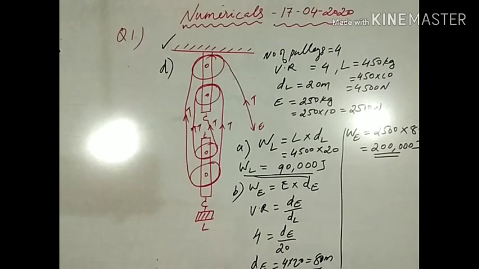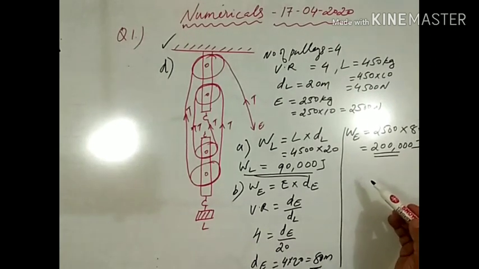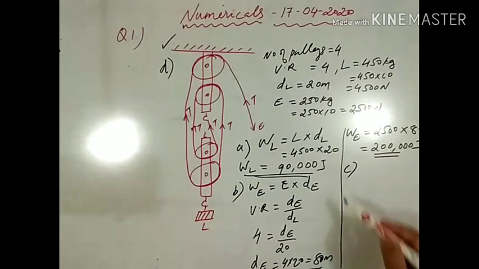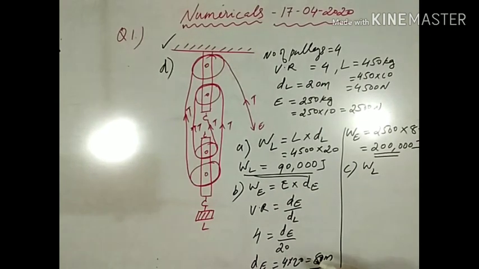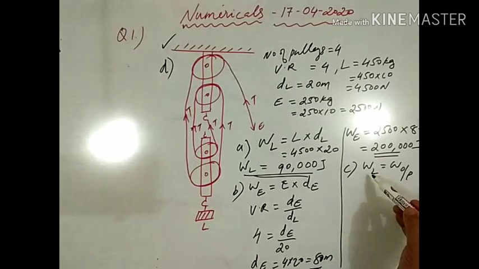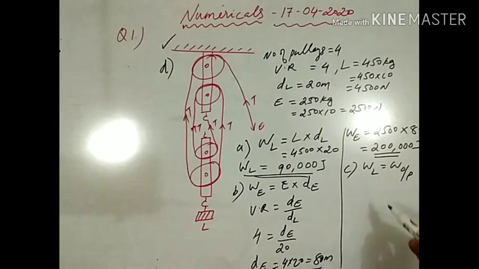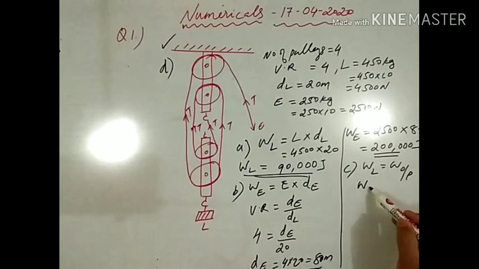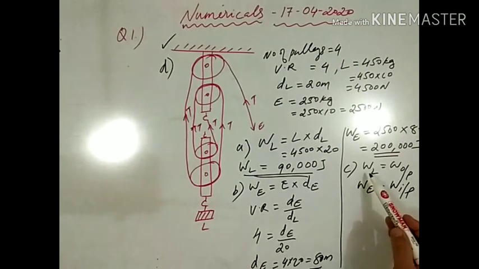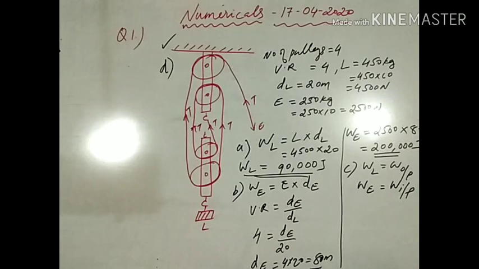Now, moving to the third part, name the two types of work done. What are the two types of work done? Work done by the load, that we call it as work done on the load. Sorry, it is work output. Work done on the load, we call it as work output, and work done by the effort, WE, is equal to work input. Work done by the load, work output; work done by the effort, work input. So, the third part is solved.